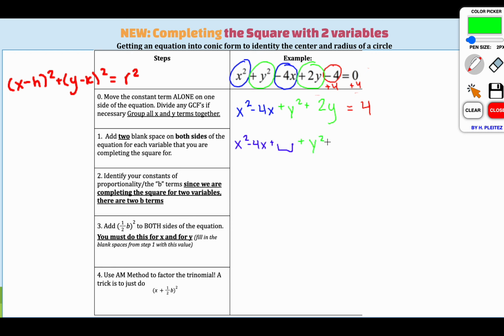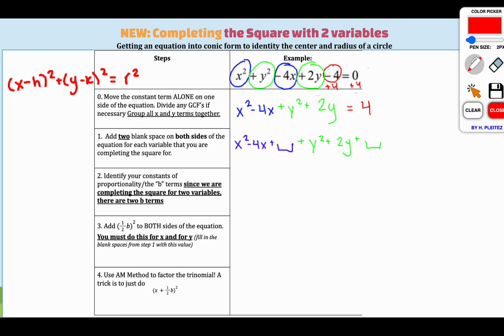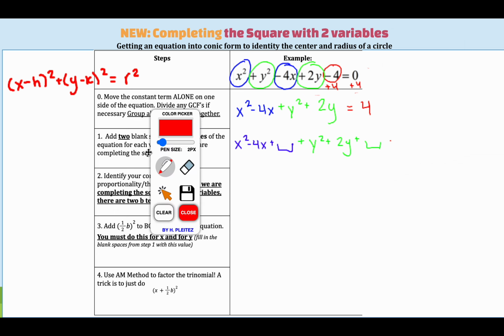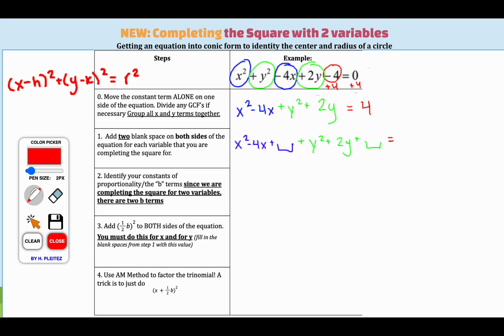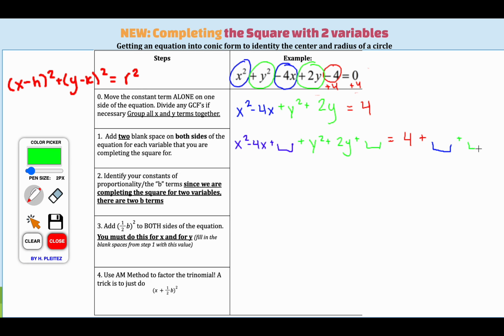Plus y squared plus 2y plus something, so we need to add something for both the x and the y, is going to be equal to, and we'll try to keep this color-coded as best as we can, 4 plus, right? And then we each need to add in our blue blank and the green blank, right? Because we have to add these blanks in on both sides of the equation.